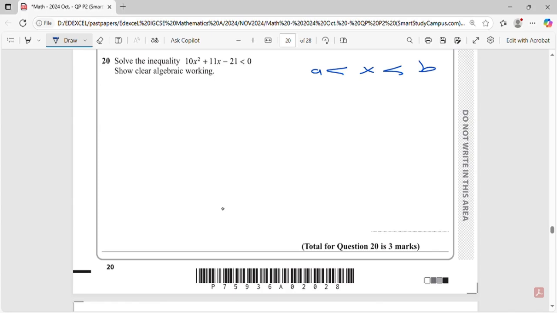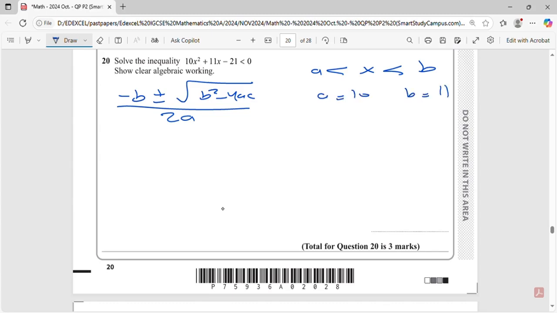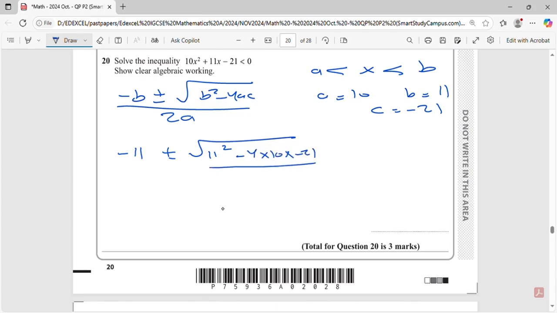I can try to factorize with brackets, or I can use the quadratic formula, of course. For the quadratic formula, it will be negative b positive or negative root b to the power of 2 minus 4ac, divided by 2a, where a equals 10, b equals 11, and c equals negative 21. After I substitute in these values, it will be negative 11 positive or negative root 11 to the power of 2 minus 4 times 10 times negative 21, all divided by 2 times 10. After I make all the calculations, I will find that I have only two values. The first value is x equals 1, and the second value is x equals negative 2.1.